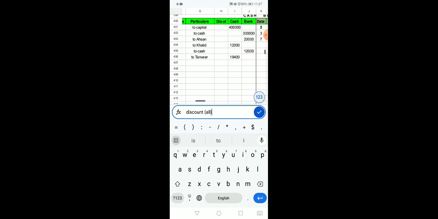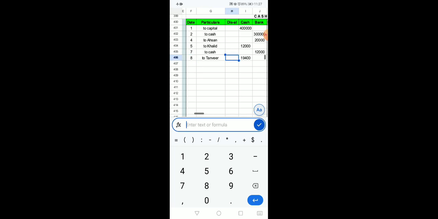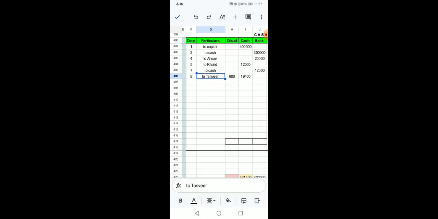Now there are two options. You can write over here in the next line and repeat Tanveer and date. Since reference and date is same, you may write 600 discount in the same line. Why? Because reference of 600, reference of 19,400 same. Date of 600, date of 19,400 same. So you can use the same line.